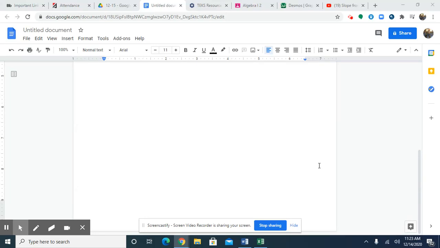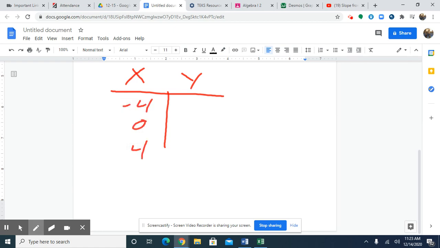So here are some examples of formulas and slope questions that we might see. Let's look at a table. It gives us these values right here. One of the ways that we can find slope here is to ask, what is the difference from this to this, and from this to this?